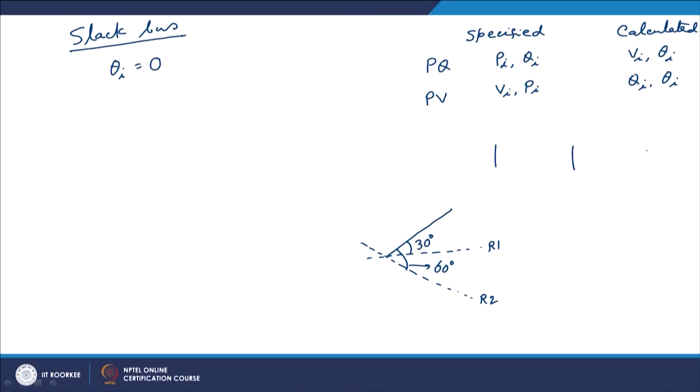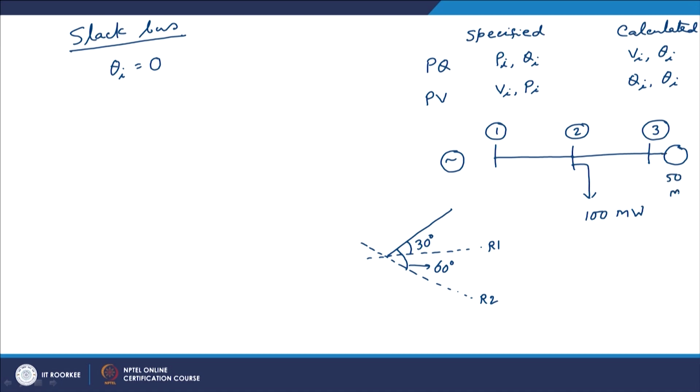Suppose I do have a very simple system, say there is, so this is bus 1, this is bus 2, this is bus 3, and there are two lines connected, and at bus 2 there is a load of let us say 100 megawatt. And let us say at bus 1 and bus 3 there are two generators connected, and let us say bus 3 is producing 50 megawatt.